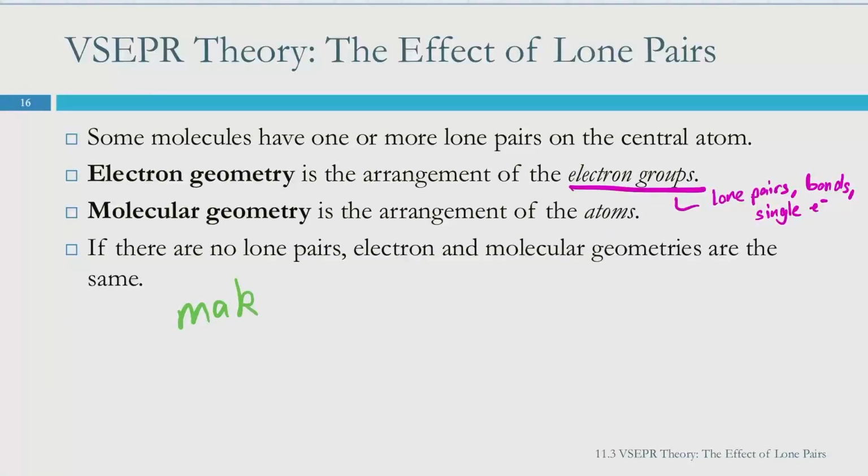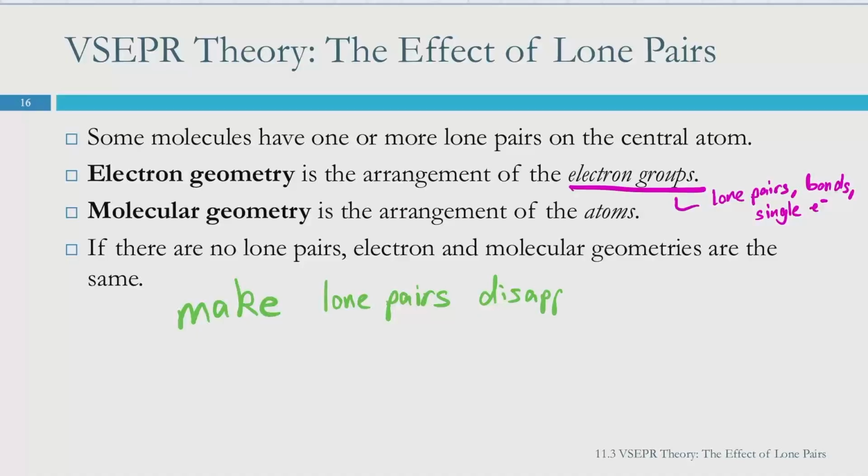So if you're thinking of, like if we were drawing this in, anywhere that we would have put our lone pairs for our electron geometry, just make that disappear. Don't change anything else, because it's still exerting a repulsive force. Just make it disappear or ignore it. And that will give you your molecular geometry.